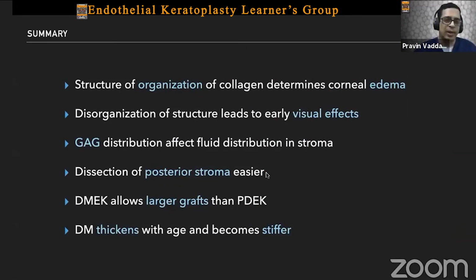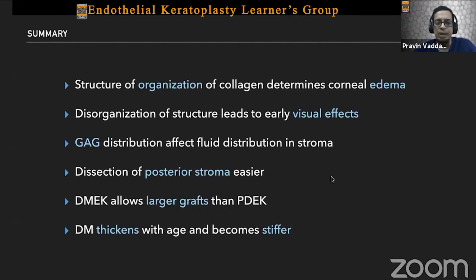To summarize this back and forth anatomical clinical correlation, a few take-home points. The structure and organization of the collagen in the stroma will determine where you get your corneal edema. That's the reason why corneal edema tends to be maximum in the posterior stroma as compared to the anterior stroma. Disorganization of the structure of the lamellae can lead to early visual effects because of scattering of light, not just because of retardation of transmission of light in the eye. The glycosaminoglycan distribution also affects fluid distribution in the stroma, and this is why you have more fluid in the posterior stroma and it also tends to remain in the posterior stroma longer.